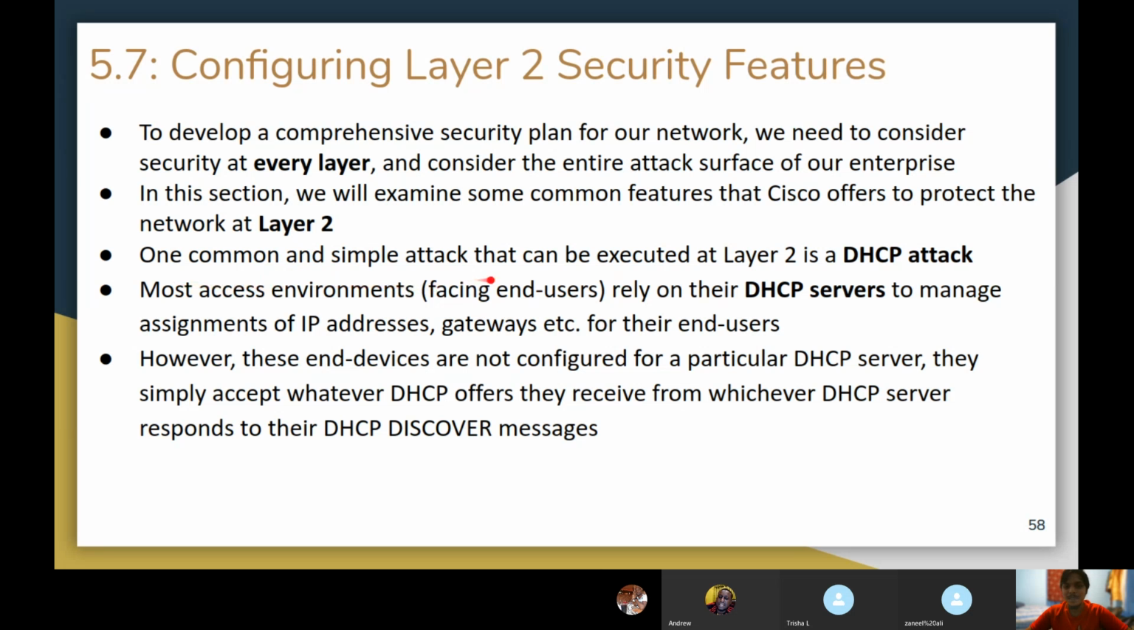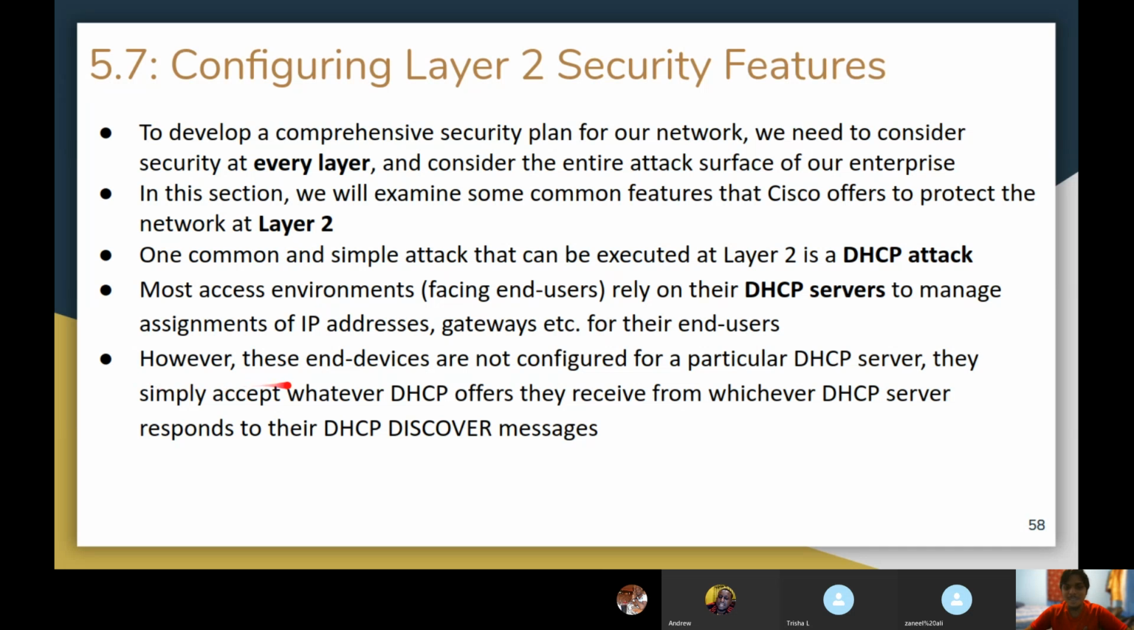One common and simple attack that can be executed at layer 2 is a DHCP attack. Most access environments facing end users rely on their DHCP servers to manage assignments of IP addresses, gateways, and DNS servers, and all of that, right? All of that stuff that we covered when we talked about DHCP. Nobody wants to tell their end user, hey, pull up this setting and type in this IP address and this subnet mask and this gateway. A lot of people are not very techy, right?